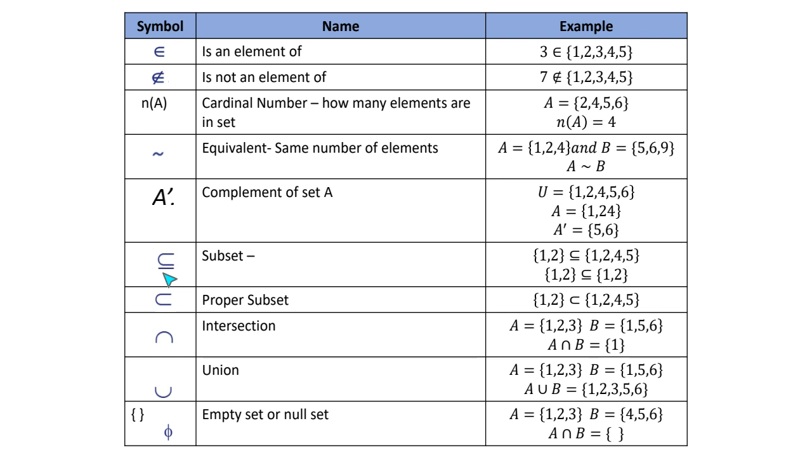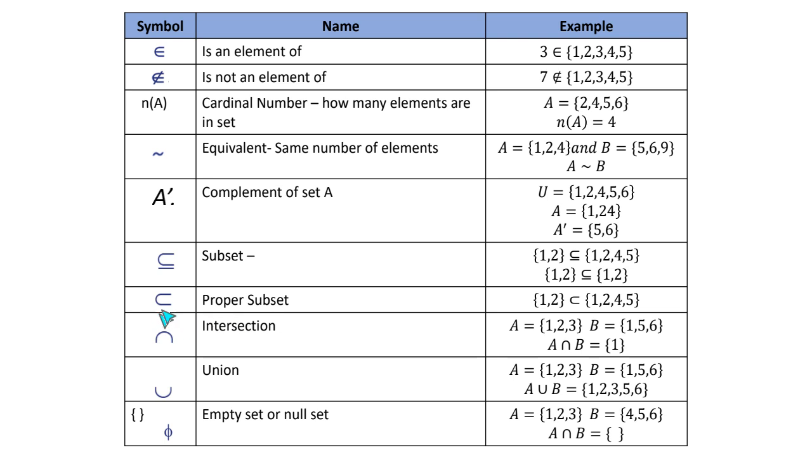Then we have this symbol, which stands for subset. An example I can give you is if the first set is 1, 2, it is a subset of the second set, 1, 2, 4, 5. What this means is that everything in the first set, which is 1 and 2, belongs or is part of the second set. So for the second line here, {1, 2} is a subset of {1, 2}. Notice that these two sets are the same. It's still going to be a subset because 1 and 2 is still in that second set.